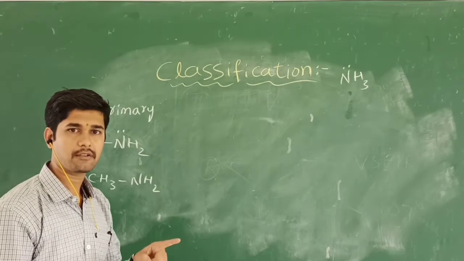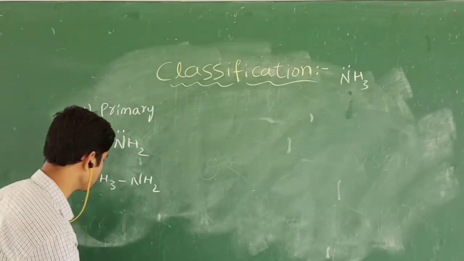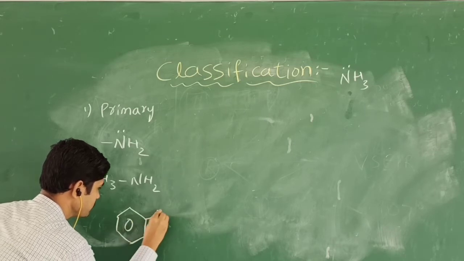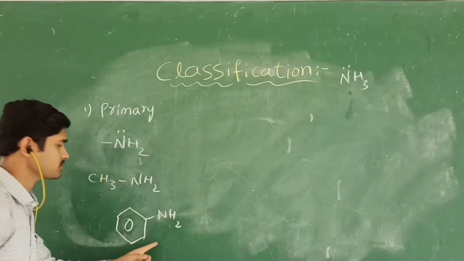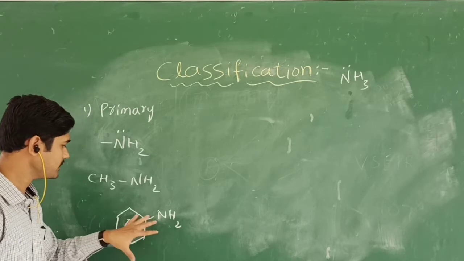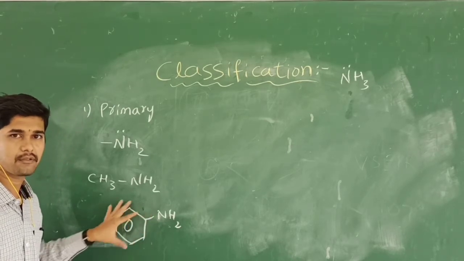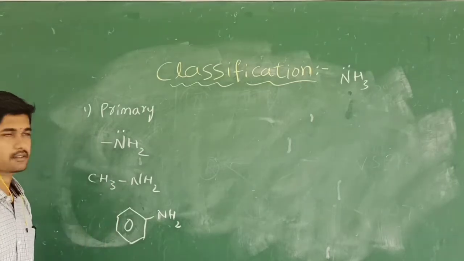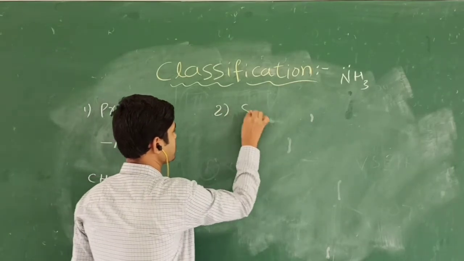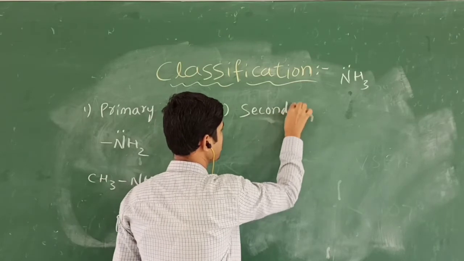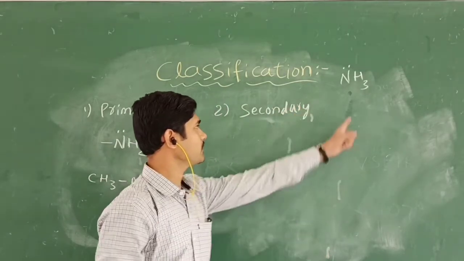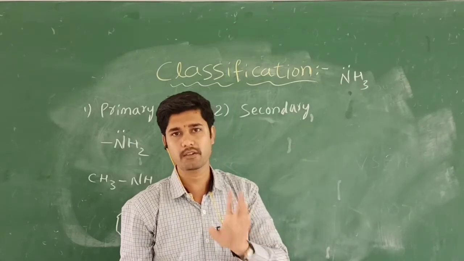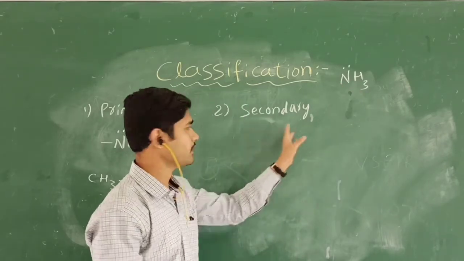Similarly, I am going to take one example for aryl amines also. This is called aniline. What I did here is only replace the hydrogen with one benzene ring. So that is called aniline. These are the examples for primary amines. Next, the second one is called secondary amines. What do you mean by secondary amines? Here the replacement of two hydrogen atoms with alkyl groups or aryl groups is called secondary amines.